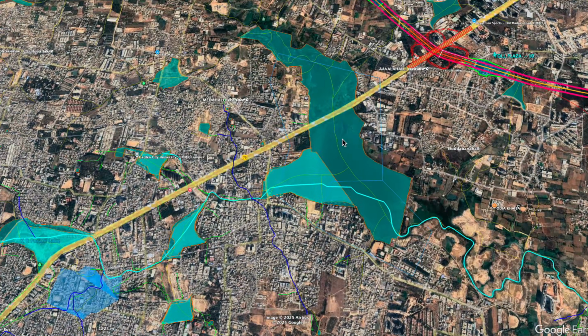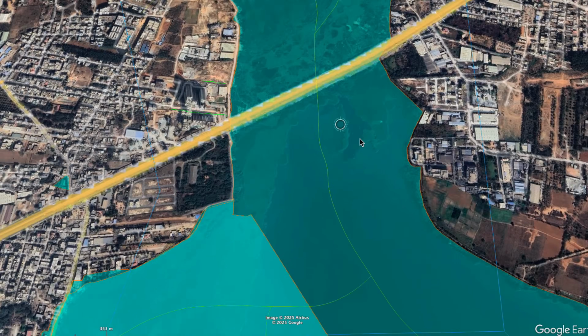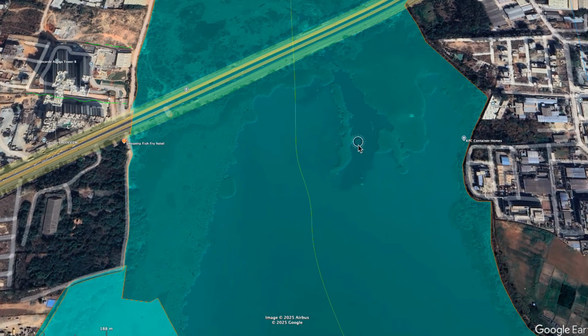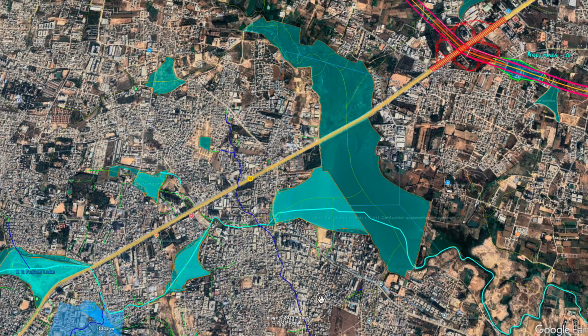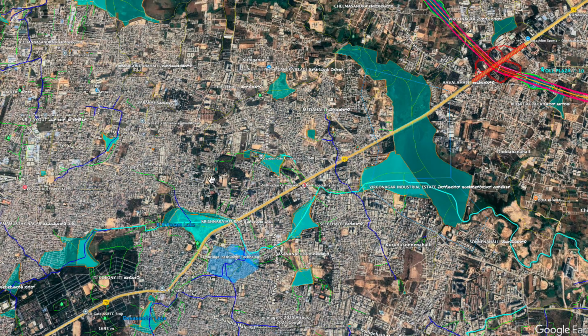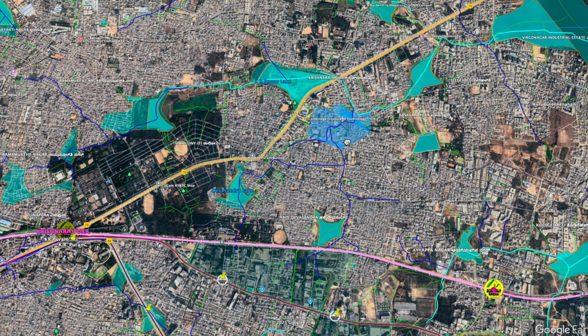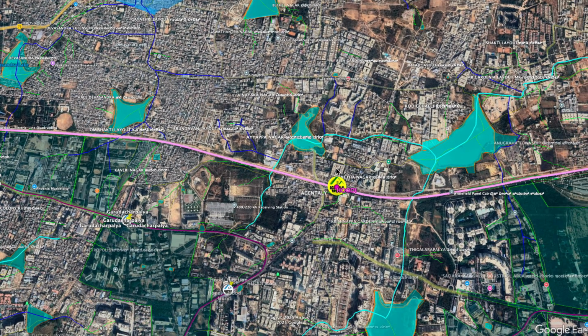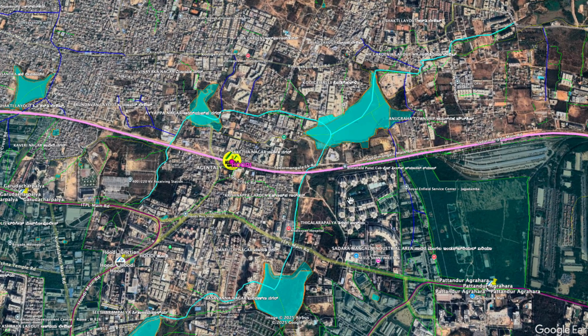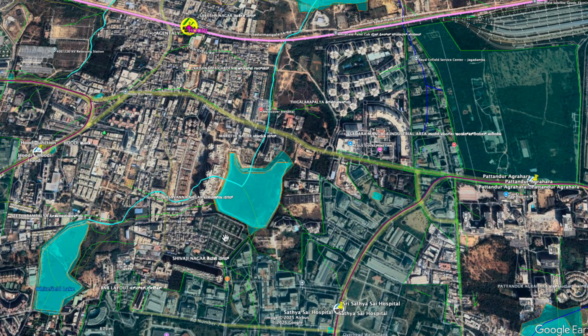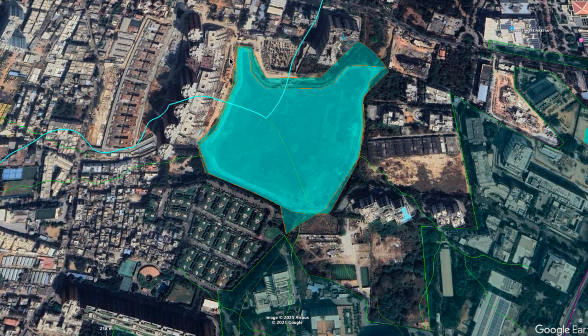So this is all forest area. No, this is also lake. Yeah, lake, forest and lake, I guess. All this data I have overlaid for analysis purposes. Don't come and ask where I get this or how to see it.